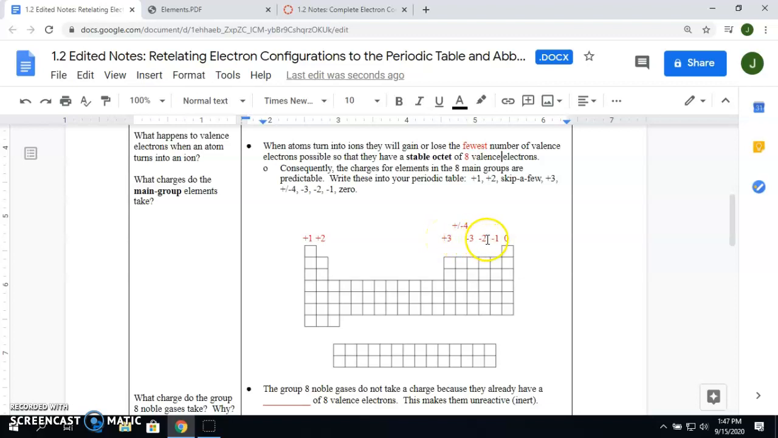Let's talk about an anion, something with a negative charge over here. Oxygen is right here. Oxygen loves to take a -2 charge. This main group right here is main group 6. Elements in main group 6 can either gain 2 or lose 6 to get to a stable octet of 8. They're always going to gain 2 because that's the fewest. And remember, by gaining 2 electrons, it takes a -2 charge, not a +2 charge.